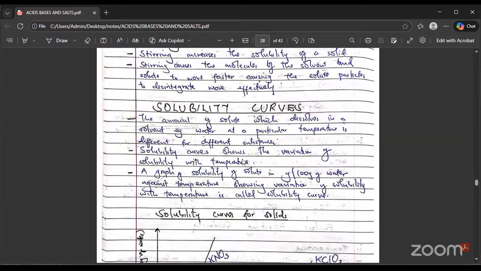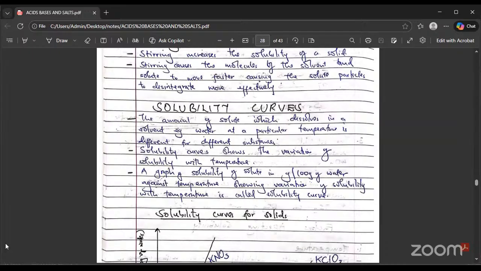So how do we show that there is variation? We show variation by using what we call the solubility curves. There is a reason it is called a solubility curve and not a solubility graph. It is a solubility curve because it is a curve actually. And a curve, you don't require a ruler.